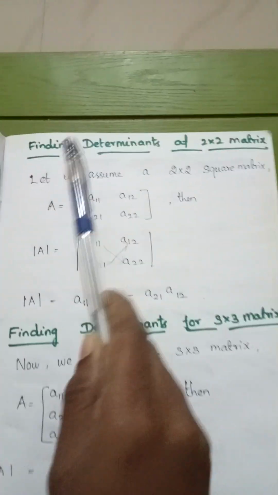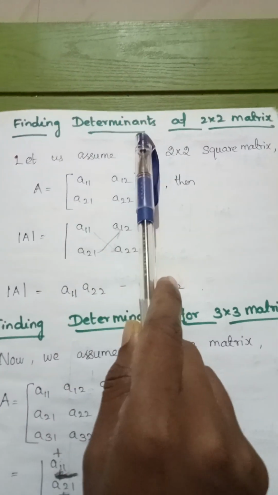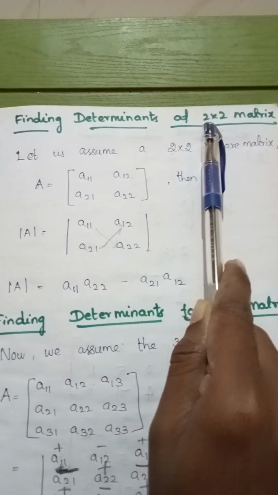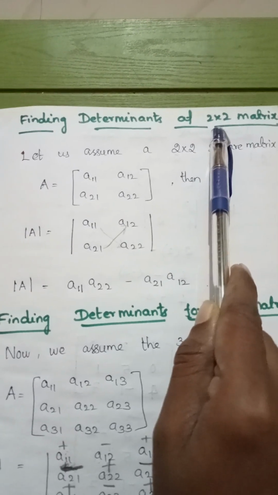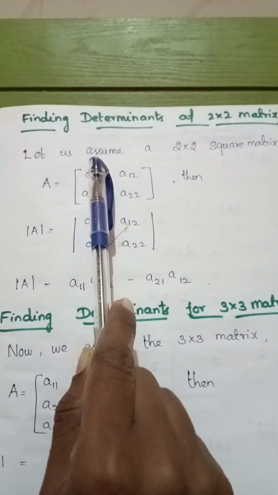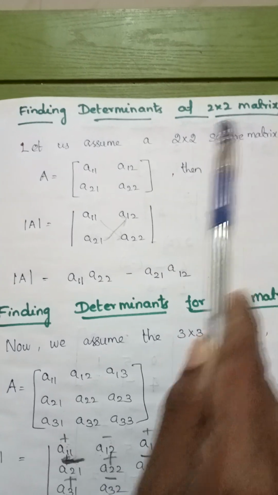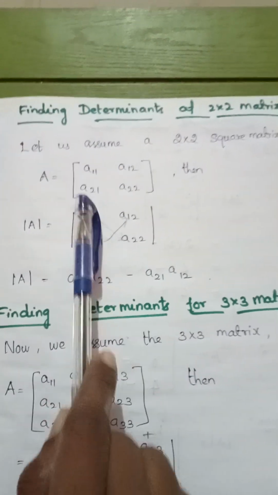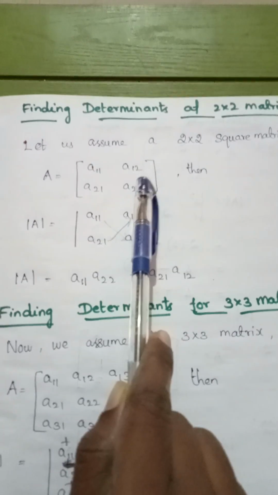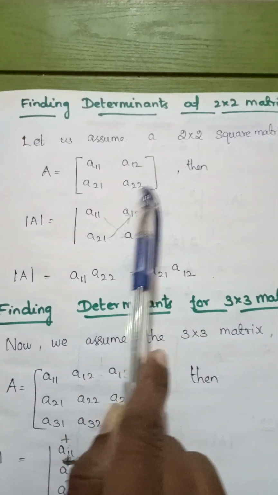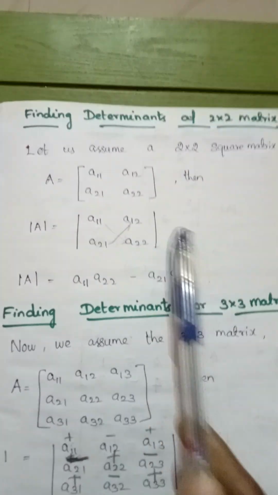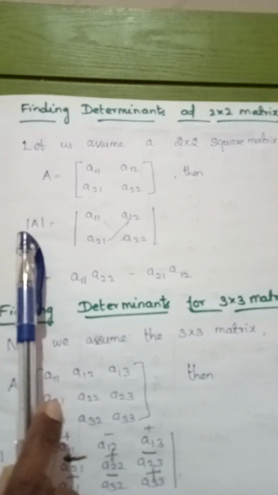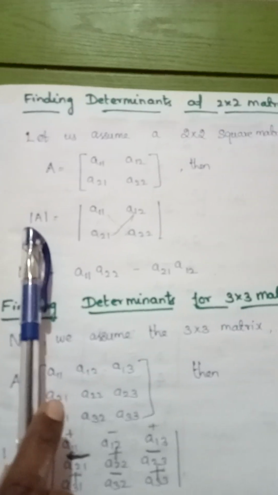Next, finding determinants of order 2 cross 2 matrix. Order 2 cross 2, it is a square matrix. Let us assume a 2 cross 2 square matrix. This is given matrix A. This matrix notation: A11, A12, A21, A22. Then first you change the notation of determinant. Determinant A, this is determinant notation.